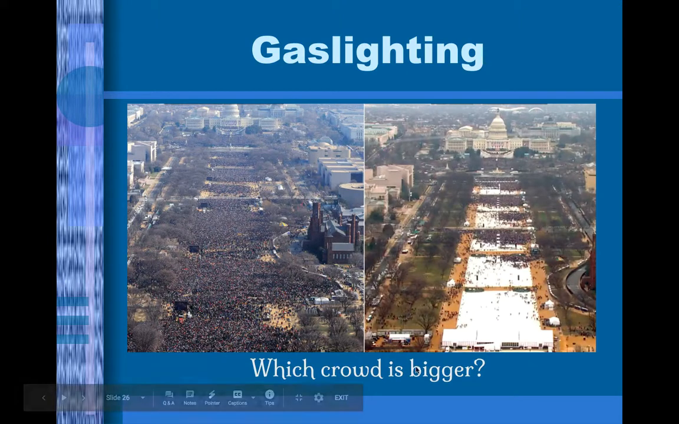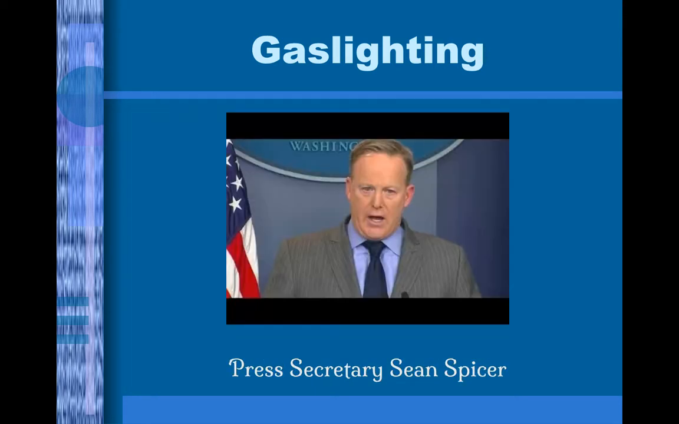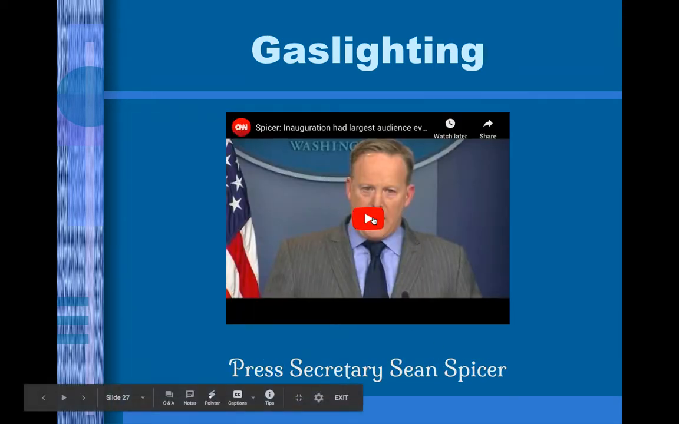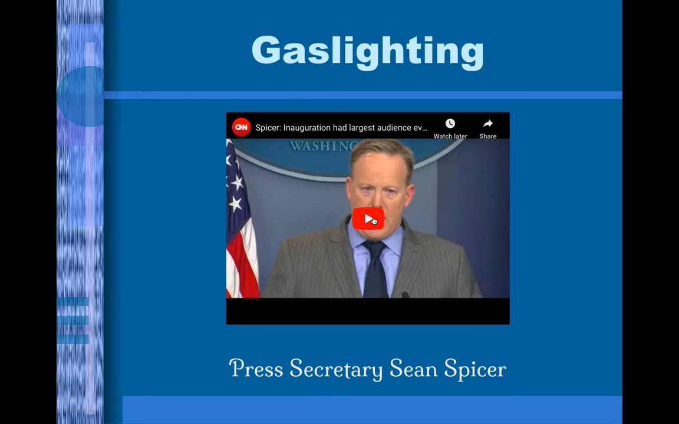So which crowd is bigger, left or right? I'm not a math teacher, but the left one looks like there's probably a bit more people to count than the one on the right, okay? So let's listen to this, knowing that, looking back at those pictures, this guy's talking about those pictures.